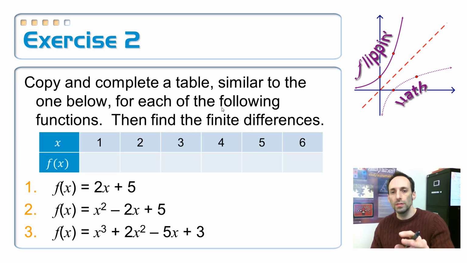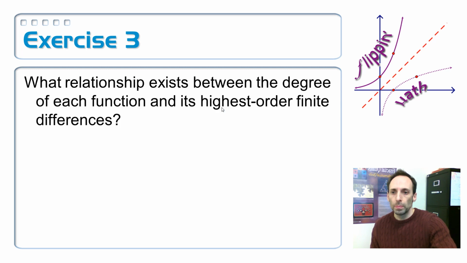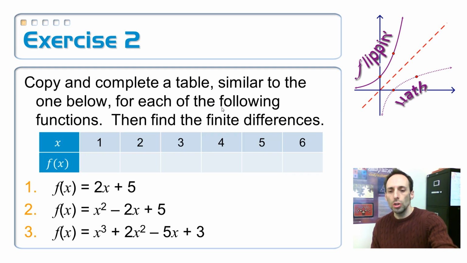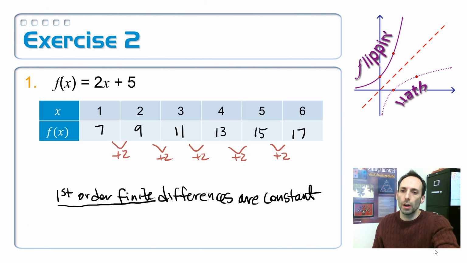What I want you to do is pause the video and fill out this table, 1, 2, 3, 4, 5, 6, those are your x values, and plug in all of the f of x, all the y values for each of the functions. Make one of these tables for each one of the functions, and then find the finite differences. This is the question that you're trying to answer. What's the relationship between the degree of each function and its highest order finite differences? So let me go back here. You pause and find that for each one of those. See what you came up with. Alright, here's the first one, f of x equals 2x plus 5.